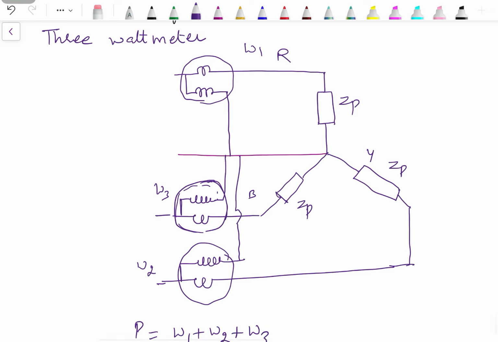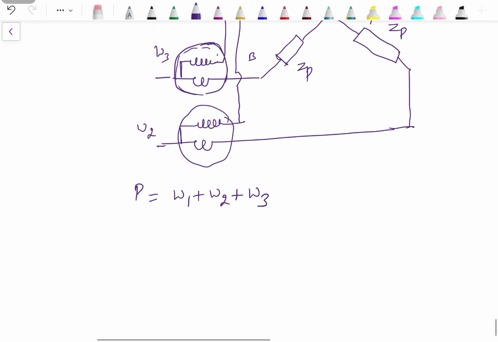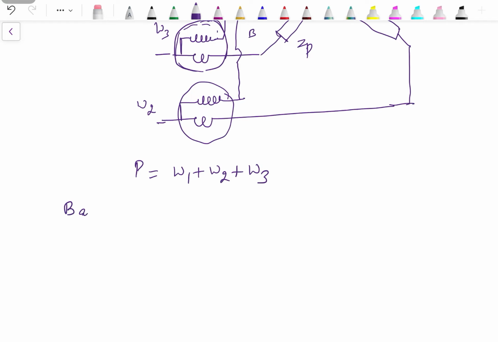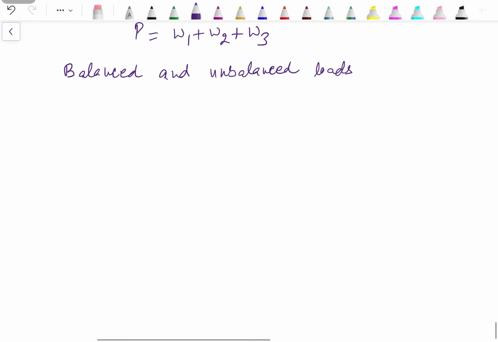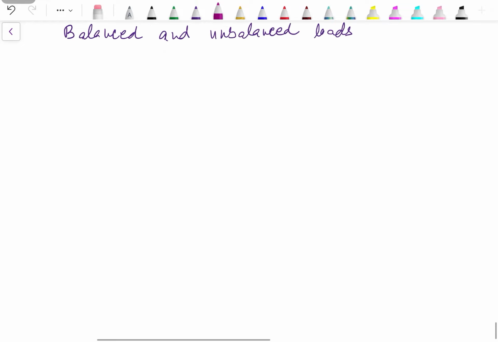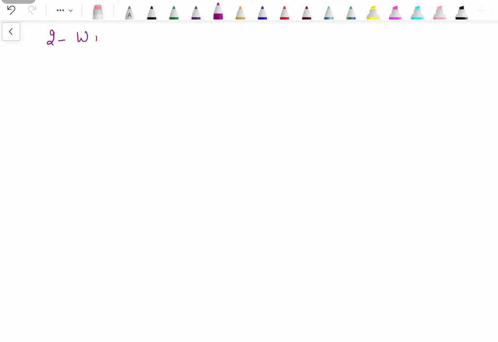Now since we have connected the wattmeter for each of the phases separately, this method is applicable to both balanced as well as unbalanced systems. It's applicable to both types of loads, star as well as delta. The limitation of this method is that we are using three different wattmeters, which makes it an expensive method. The cost of this method is quite high. So the method which is widely used is the two wattmeter method, which is of our interest.